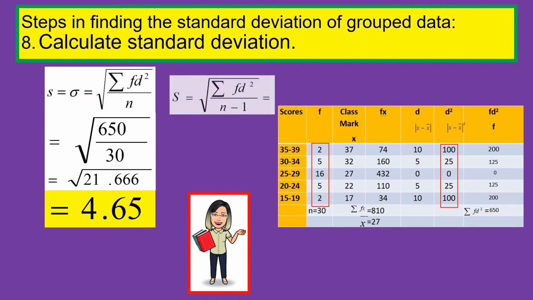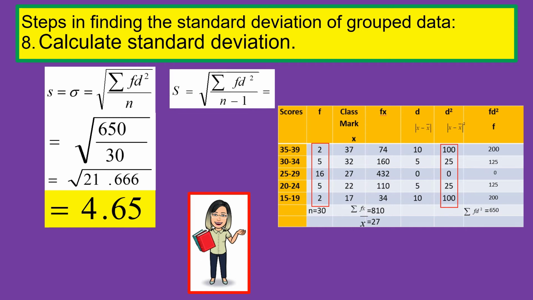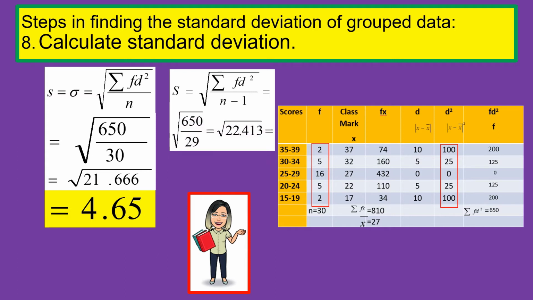Then we have another formula wherein the denominator is not equal to n but it is equal to n minus 1. Standard deviation equals the square root of summation of FD squared over n minus 1. So that is the square root of 650 divided by 29, which is equal to the square root of 22.413, which is equal to 4 and 73 hundredths.